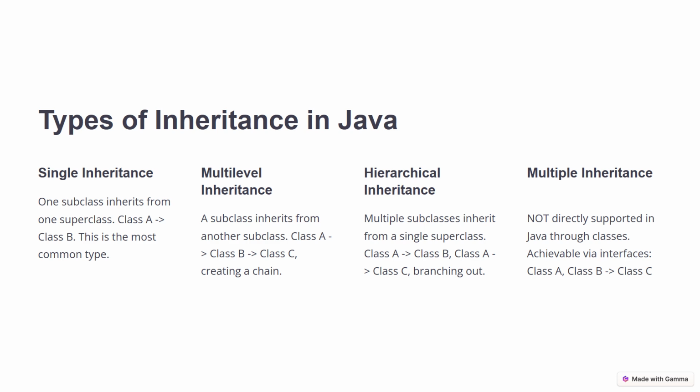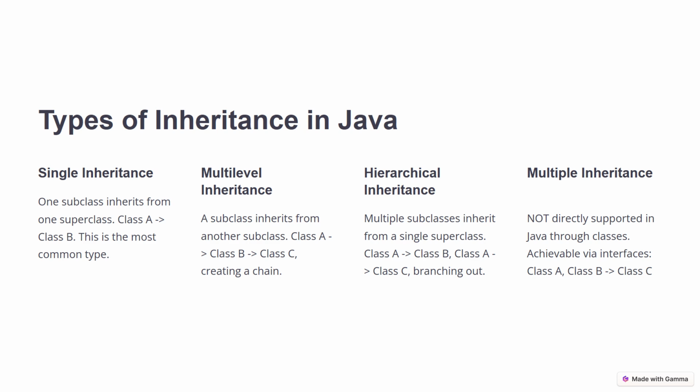That is single inheritance. Multi-level inheritance. Here a subclass inherits the properties of another subclass, which inherits the properties of the parent class. For example, we have three classes: class A, class B, and class C. Class C extends the properties of class B, and class B extends the properties of class A. So the parent class, child class, and grandchild class. That's it, creating a chain from one class to another class.